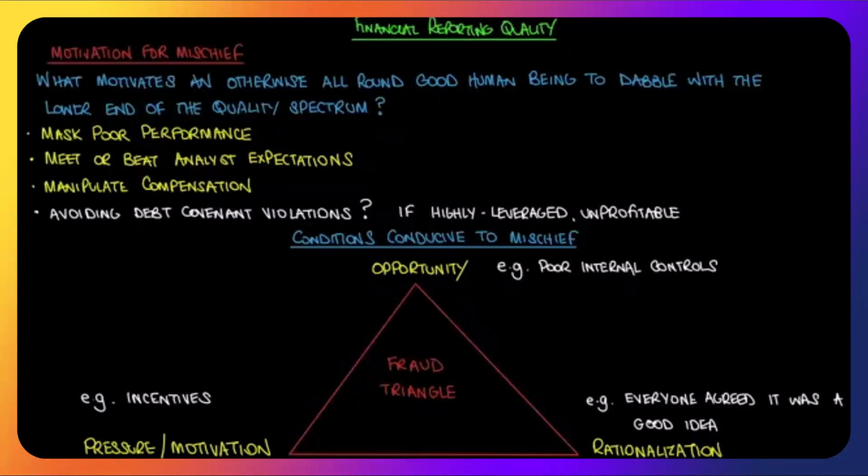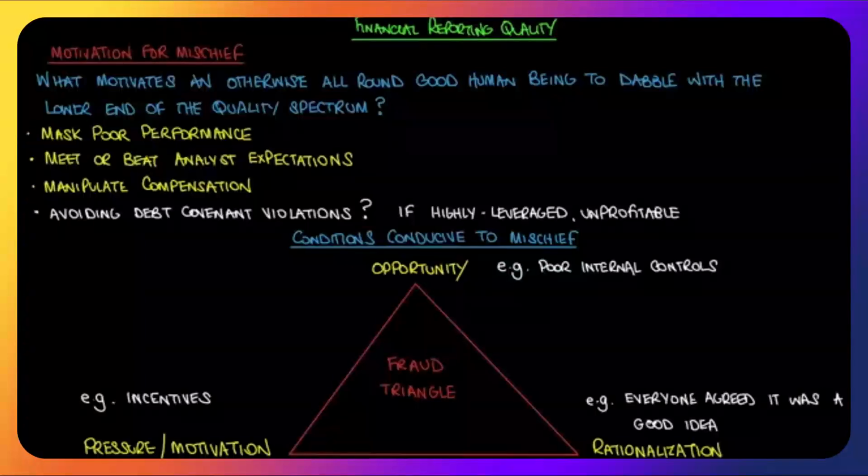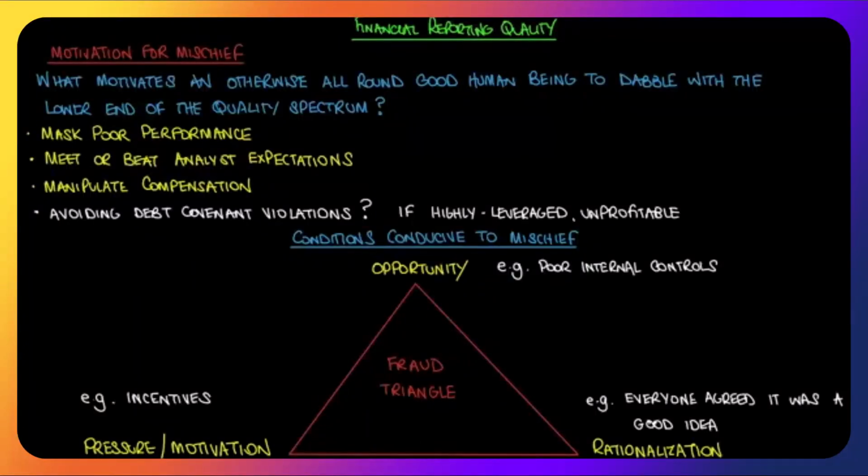And secondly, just look at all the words they use for manipulation of accounts. I think they use shenanigans, they use machinations, and there's one more. I can't remember what it is. Not mischief, sadly, but anyway. I've called it mischief, motivation of mischief. What motivates an otherwise all-round good human being to dabble with the lower end of the quality spectrum, to get into the dark arts in accounting?